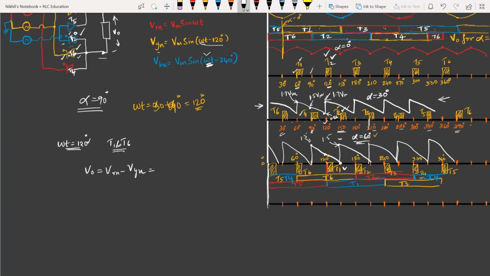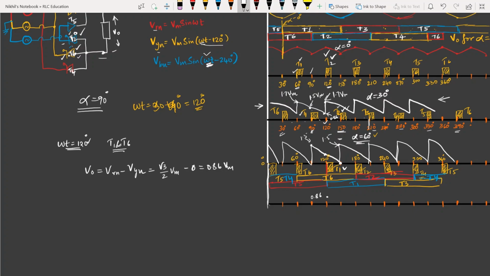Vrn is Vm sin 120, that will be root 3 by 2 Vm, minus Vyn. If you put 120 minus 120, that will become 0. So that will become 0.86 Vm. So immediately upon triggering at 120 degrees, you are getting a lower voltage, that is 0.86.